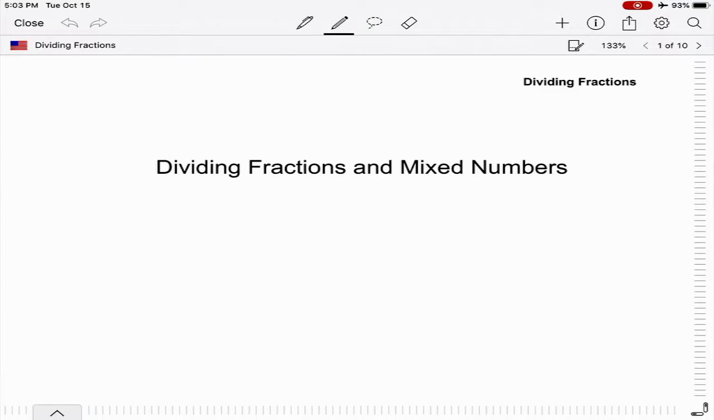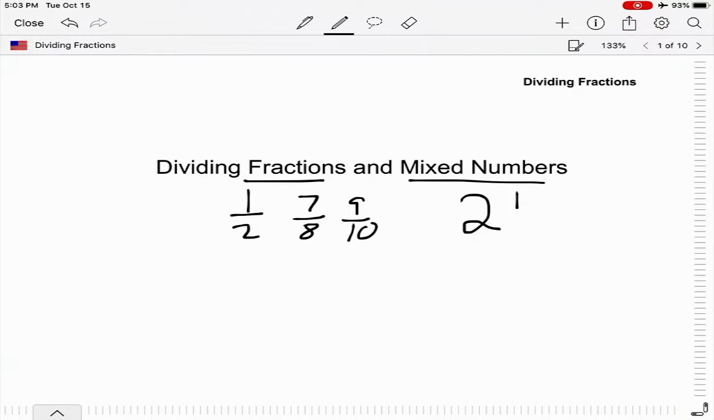Alright, so in this lesson, we're going to learn how to divide fractions and mixed numbers. In the previous lesson, I went over what a fraction and a mixed number is, but I'll do it again. A fraction would be like 1/2, 7/8, 9/10, while a mixed number would be like a whole number mixed with a fraction. So like 2 and 1/2, or like 3 and 3/4. See, it's a mixture of two numbers, and that's why it's called a mixed number.